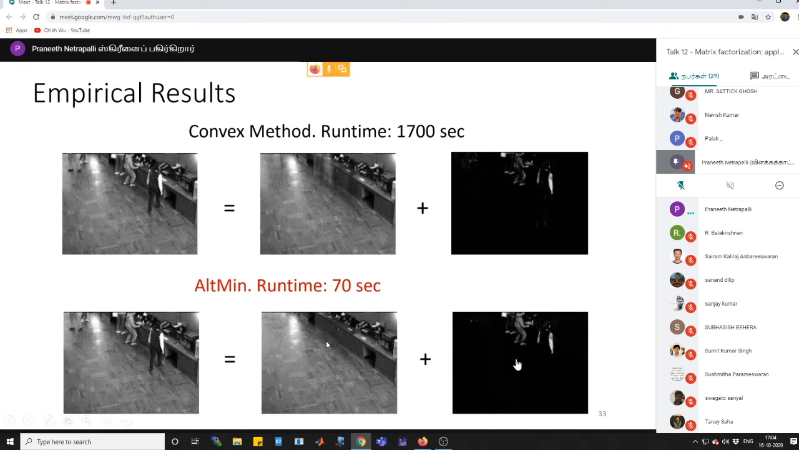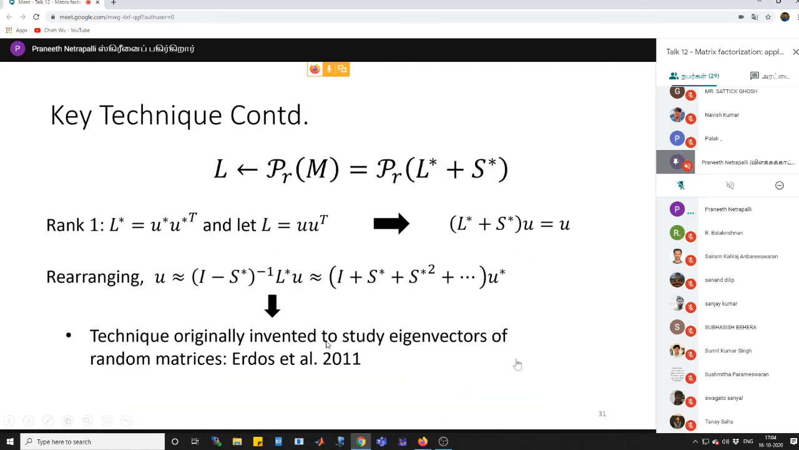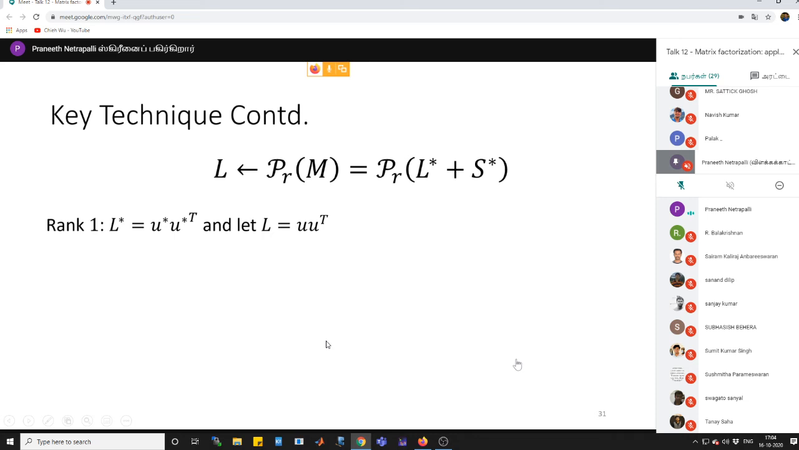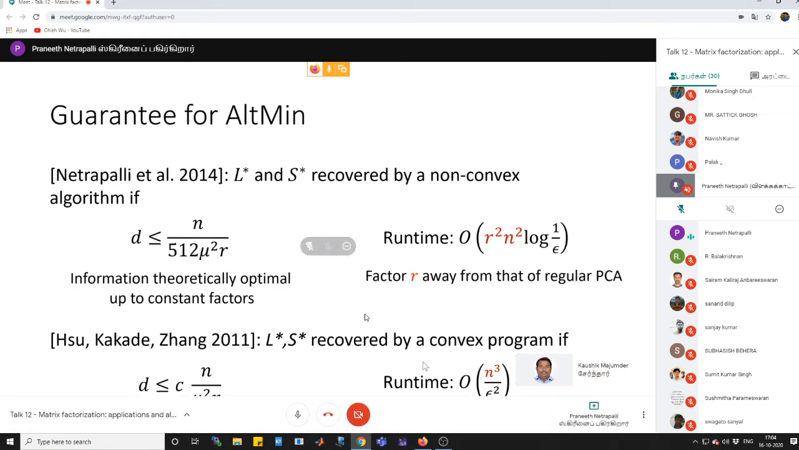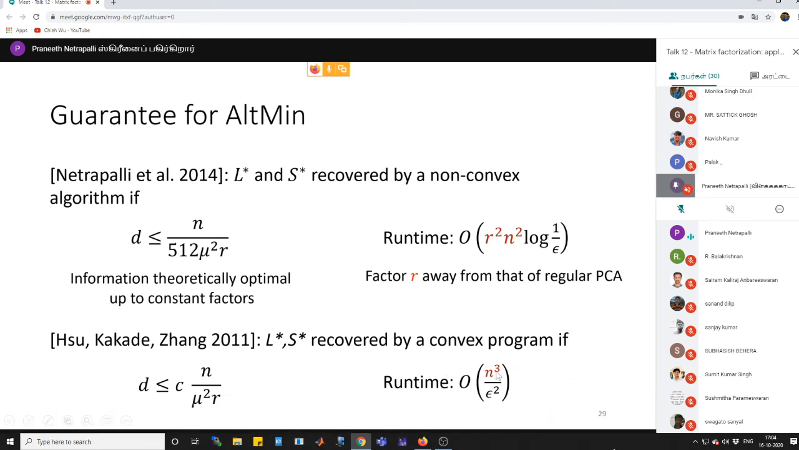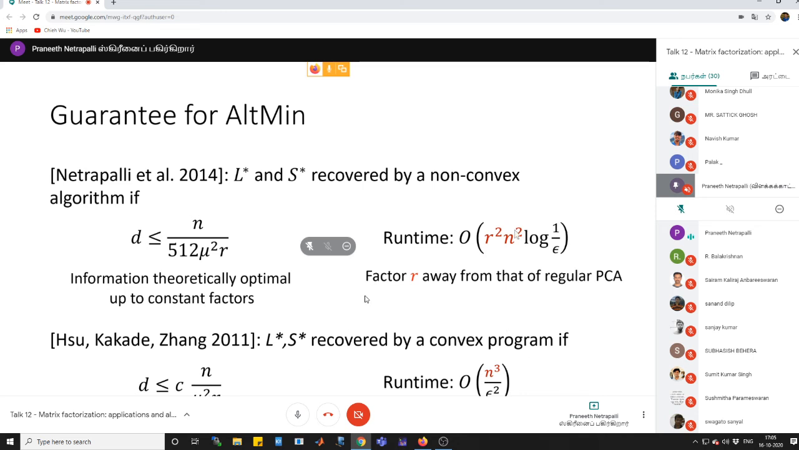Can you analytically prove that this alternating minimization will always beat the convex optimization methods? Like you are showing some empirical results. So what you can usually show is upper bounds. The runtime guarantee we can show is this. This is an upper bound on the runtime for alternating minimization, and for the convex program, this is the best known runtime. I don't know of a lower bound that it will take at least this time, but this is the best known upper bound. In that sense, this is better than this, but this is not a lower bound. Okay.